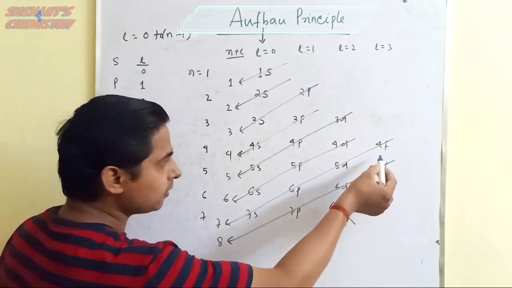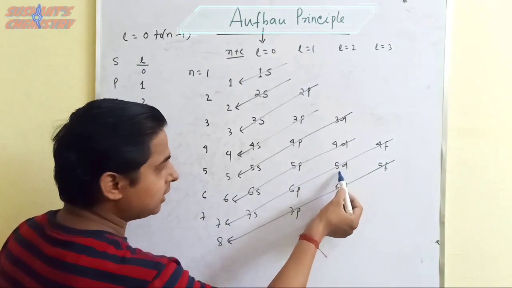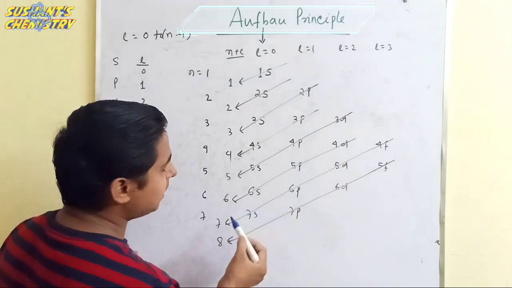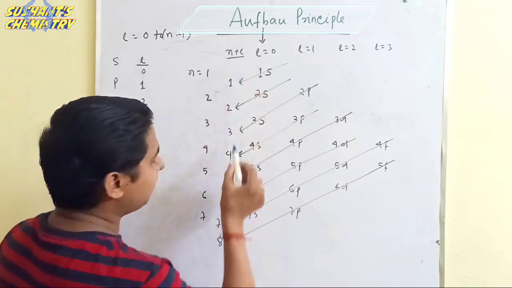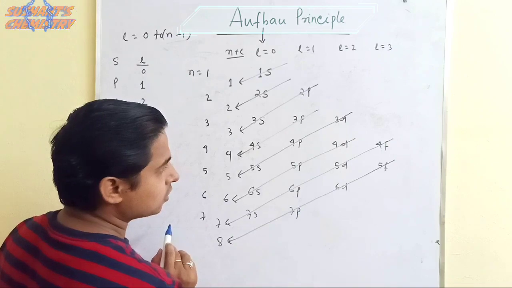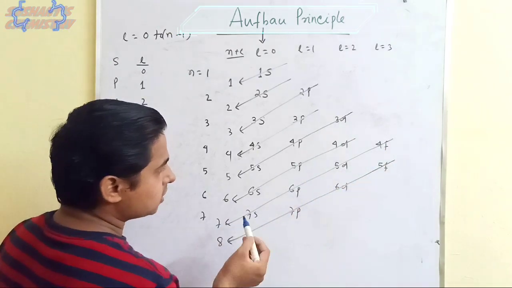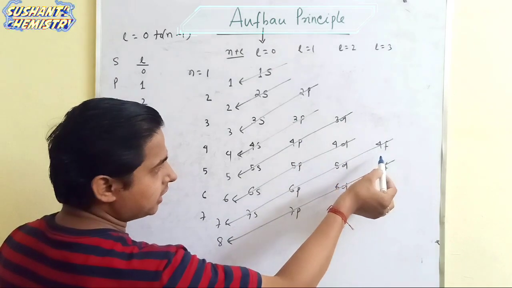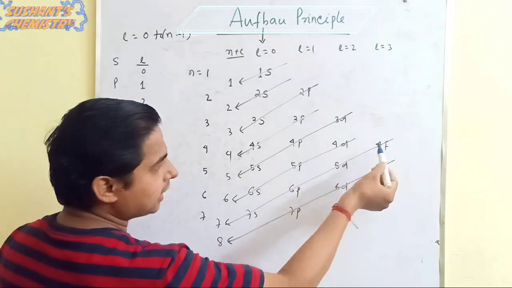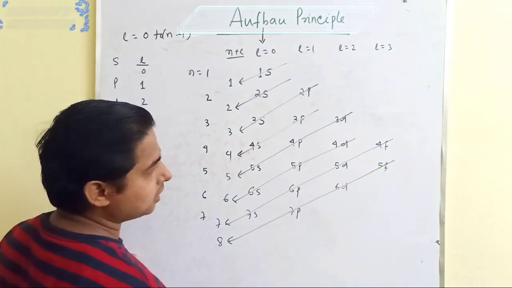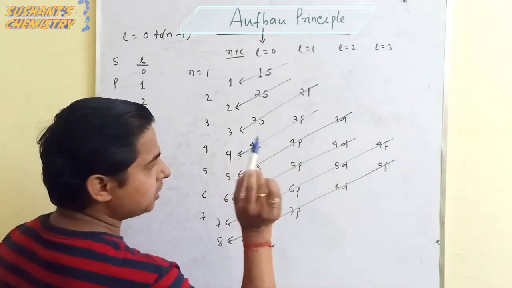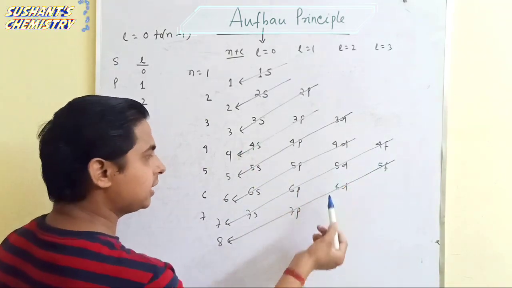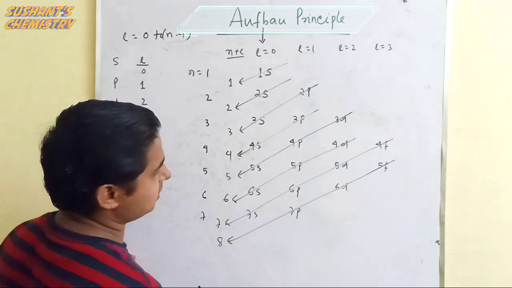Similarly, for 4f, 5d, 6p and 7s subshells, the value of n plus l becomes 7. Among these, the lowest value of n has the lowest energy, that is n equal to 4 in the case of the 4f subshell. So the electrons are filled first in 4f, then 5d, then 6p, then 7s.